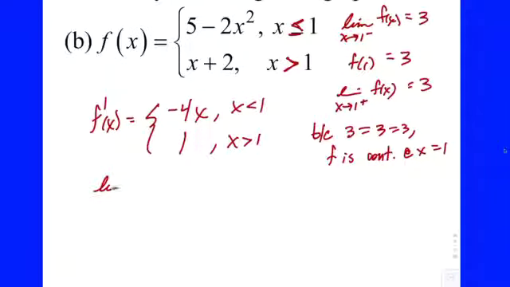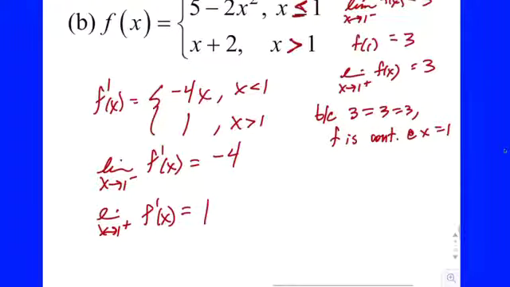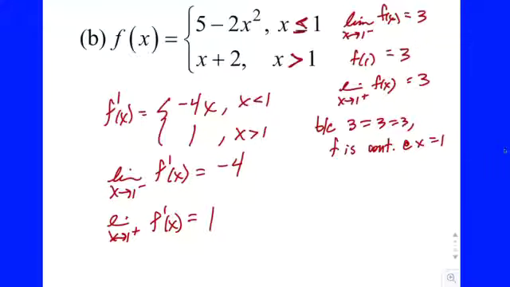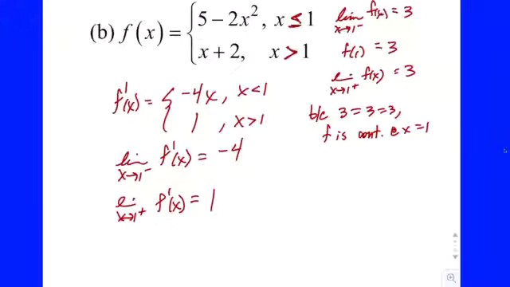So with the correct notation, the limit as x goes to 1 from the left of f prime, you plug in your 1, you get negative 4. And the limit as x goes to 1 from the right of f prime, we get 1. And so notice we don't have to find f prime of 1 because that's what we're trying to decide if it exists. Does f prime of 1 even exist?